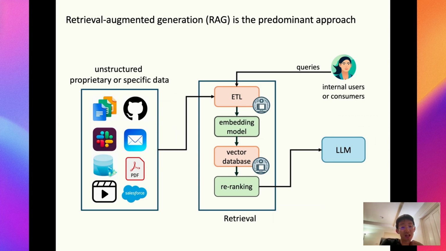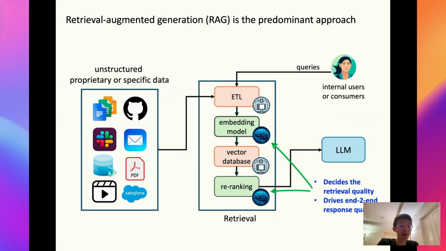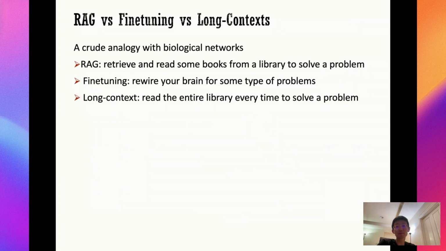The ETL and the vector database steps are mostly engineering, I would say, because they don't necessarily change the quality of the search results. And embedding models and re-rankers are the AI components that decide the retrieval quality, and also they drive the end-to-end response quality. As you know, if you don't have the relevant information, then the large language model may hallucinate because it doesn't know how to answer the question. And if you have the relevant information these days, even a relatively weak large language model can synthesize a good answer given the relevant information. So I'd like to spend probably 2 minutes to discuss some of this.